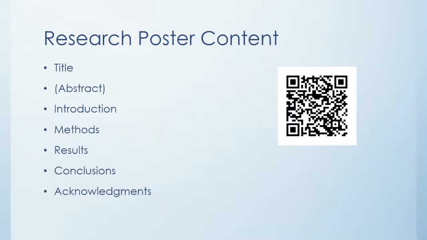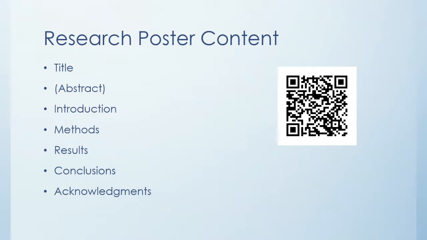So a research poster, in terms of what content is on there, it has a title, and the title should quickly orient the audience. You may or may not have the abstract on there. The abstract generally takes up a lot of space. It's a lot of words. The poster itself is supposed to be like a visual abstract, so depending on the poster, you may or may not have that on there.